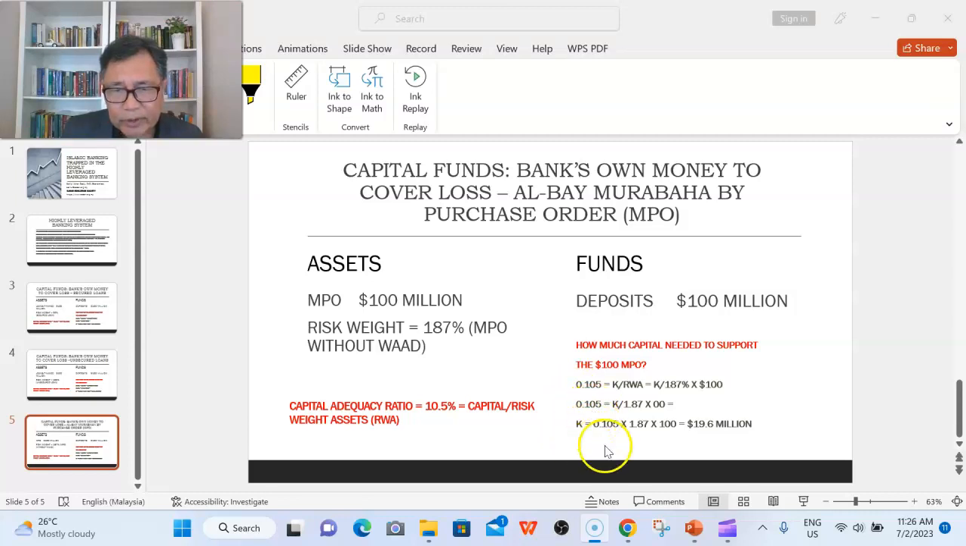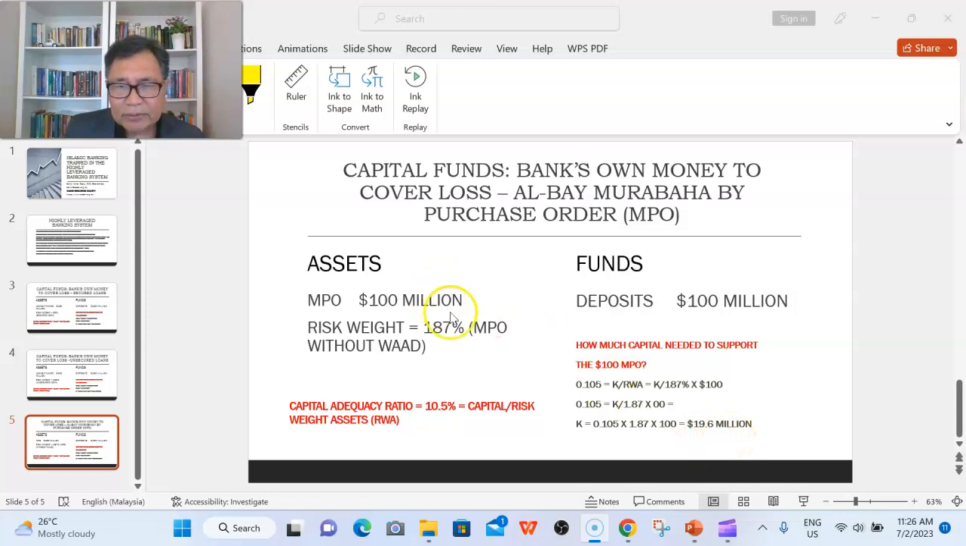That is, the capital requirement will be equal to the minimum CAR ratio of 10.5%. So in decimal, it will be 0.105 multiplied by 187%, which, based on the conversion factor, becomes 1.87. Then multiplied by the 100 million worth of MPO, and you can see now that the capital requirement has risen from 12.5 million earlier in the unsecured loan example to 19.6 million.